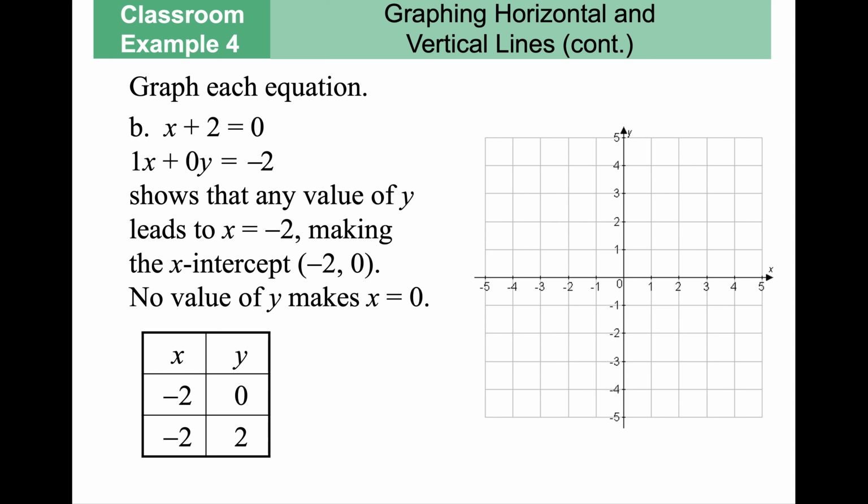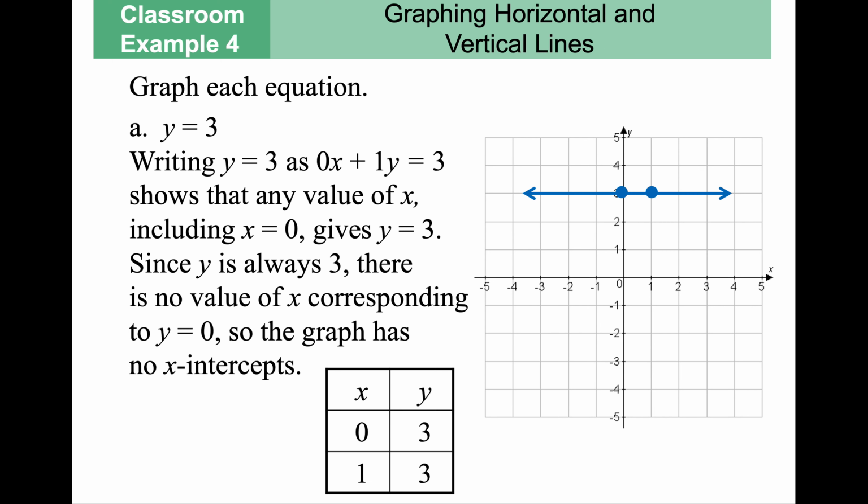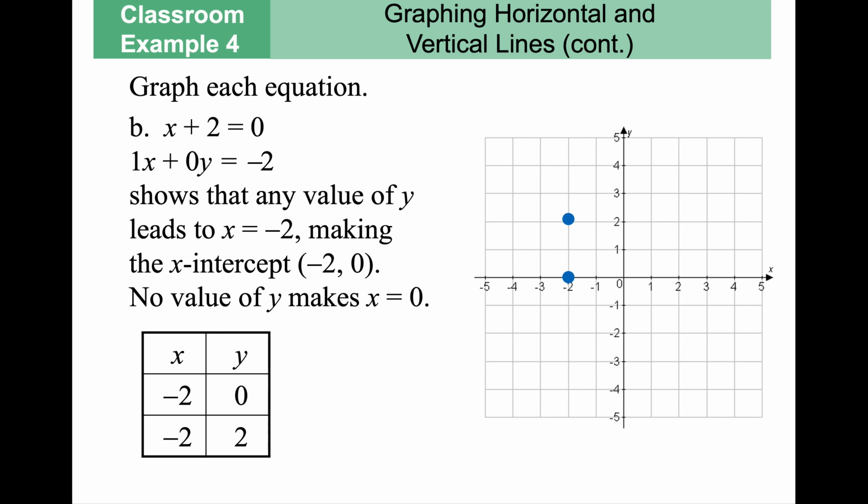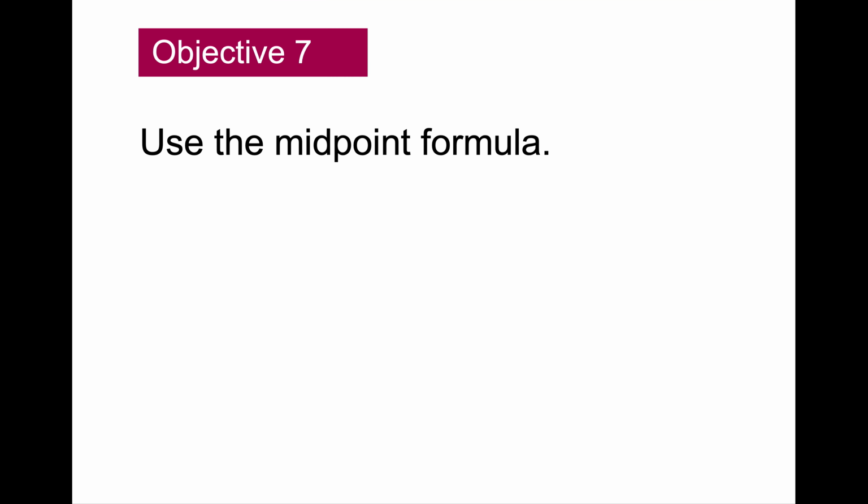So horizontal line is y equals a number, which I know is confusing because the y-axis is vertical. A vertical line is x equals a number, and again, it's the opposite because the x-axis is horizontal, but x equals a number will graph it.